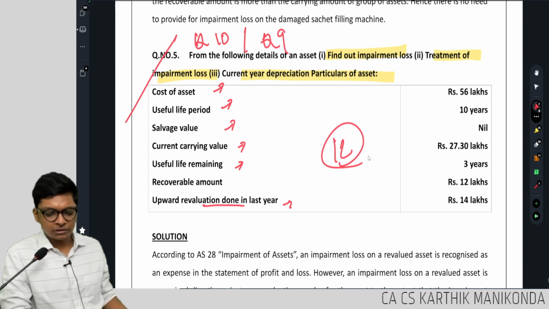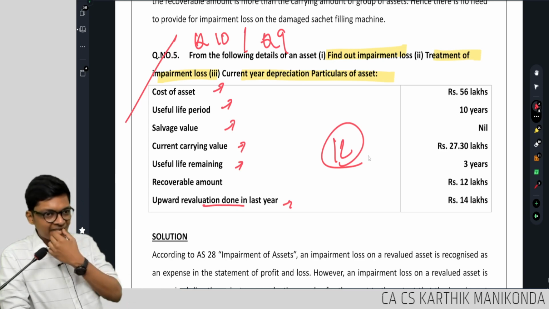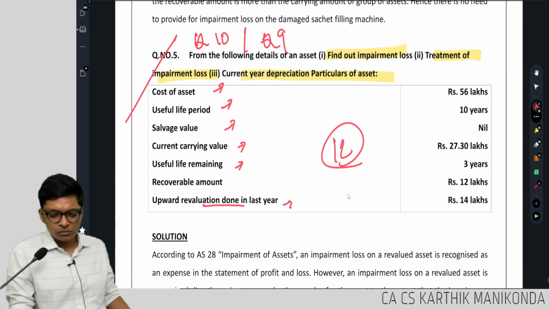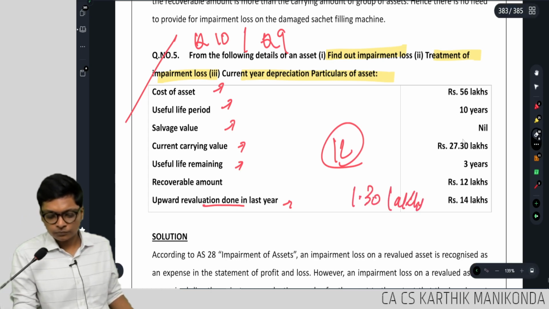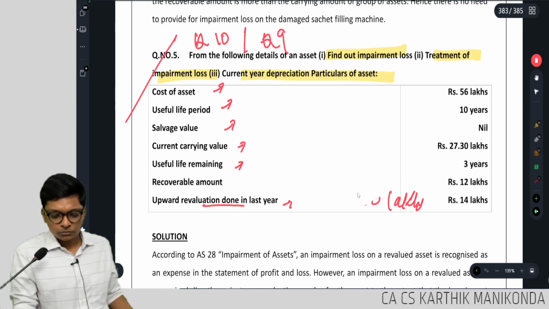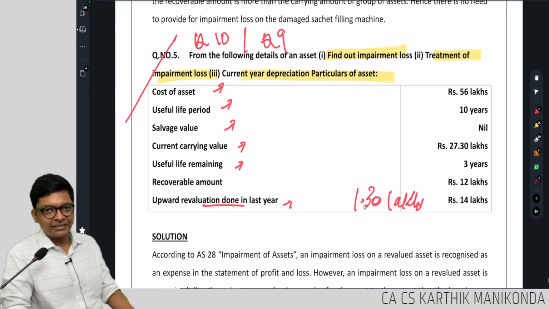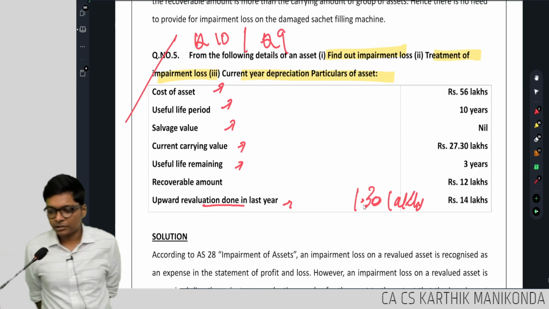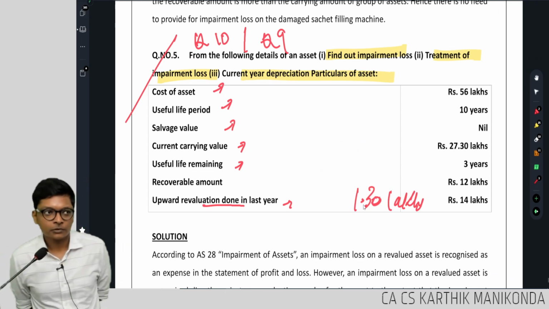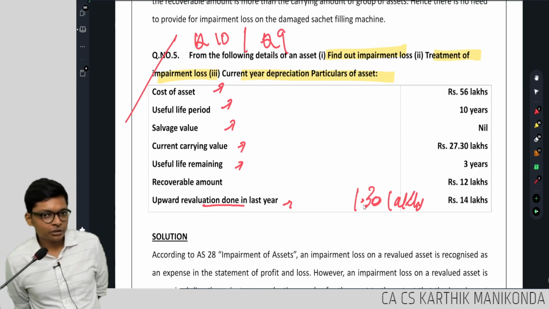What's the impairment loss? One answer I got is 1.30 lakhs. Dhyaneshwar's answer, guys. Others, anybody wants to counter him? Generally, Dhyaneshwar is wrong. So come on, guys.